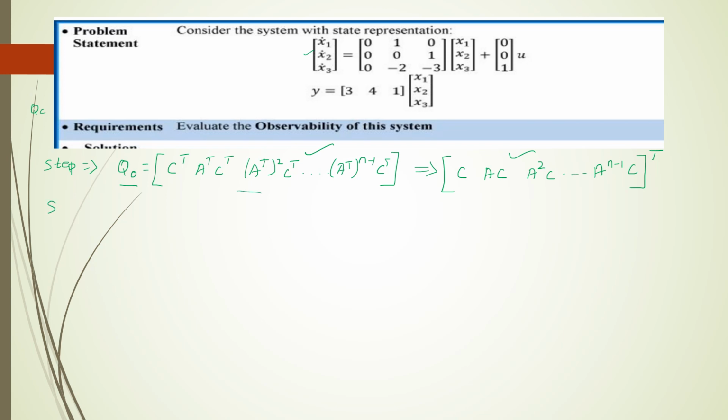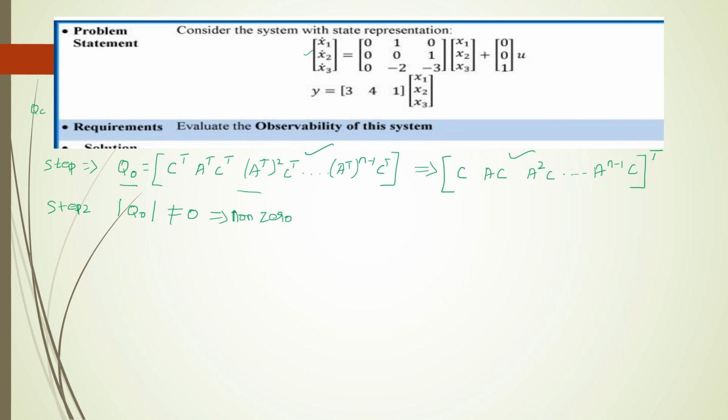Then your second step is we need to find the determinant of the QO matrix. This should not be zero. We should have a non-zero value here in order to conclude the system is observable. If we get a zero value, we can say the system is not observable.